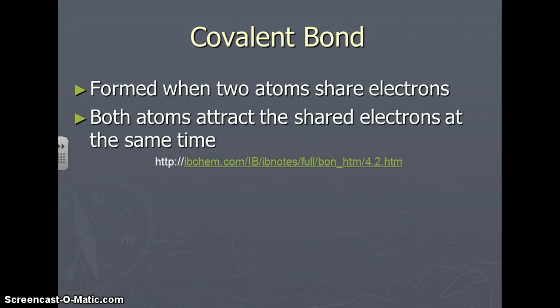Covalent bonds are formed when two atoms are actually just sharing electrons. Both atoms attract and they share electrons at the same time. And this is one of the animations that we'll watch in class. But for right now, just make sure that you write down that a covalent bond is formed when two atoms share electrons. And we'll go through several examples later.